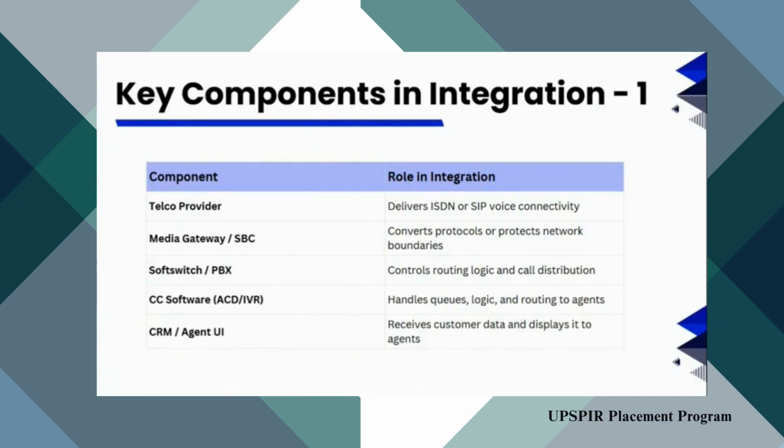Then we need a soft switch or a PBX, because this device takes the incoming lines from the telco and helps divide them among the different people in the organization. Then we have the contact center software, which is the entire brain of the system. If you remember the architecture, it is a central piece. This software controls everything: all the integration points, touch points, databases, and the agent UI are synchronized and controlled by it.